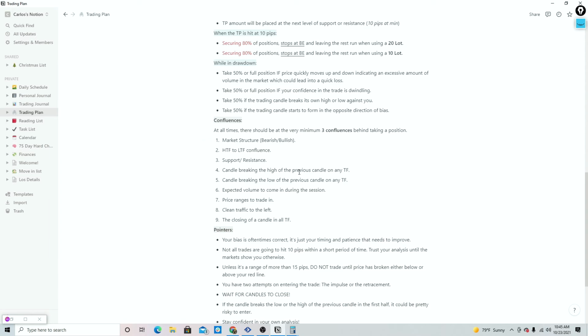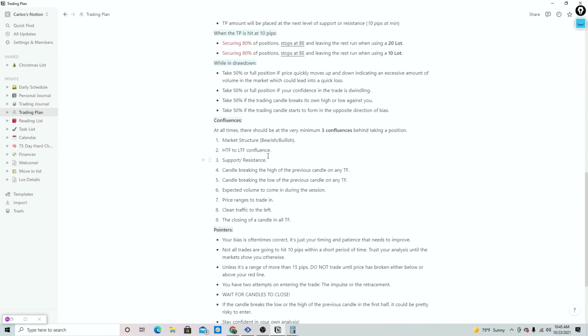So market structure, obviously bearish or bullish. This should be the first thing that you notice, right? What's the market doing? Higher time frame to lower time frames confluence, right? So understand what's happening in the higher time frames, right? And then go down to the lower time frames and make it make sense for you, right? If you can't make it make sense for you, then there's a problem there.